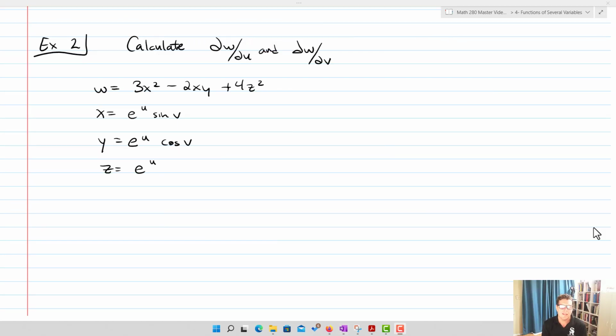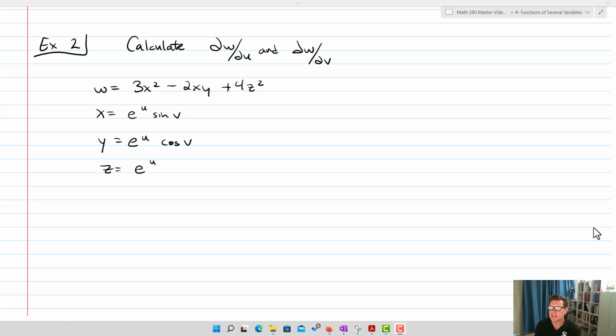Now, let's generalize this concept to parametrizations of more than, say, two variables and to functions of more than two variables as well, because the chain rule continues to work no matter how we set things up. So what we're going to do first is calculate dw/du and dw/dv, okay? We've got w, which is a function of x, y, and z. And then we've got x, y, and z, which are functions of u and v. They've been parametrized in terms of u and v.